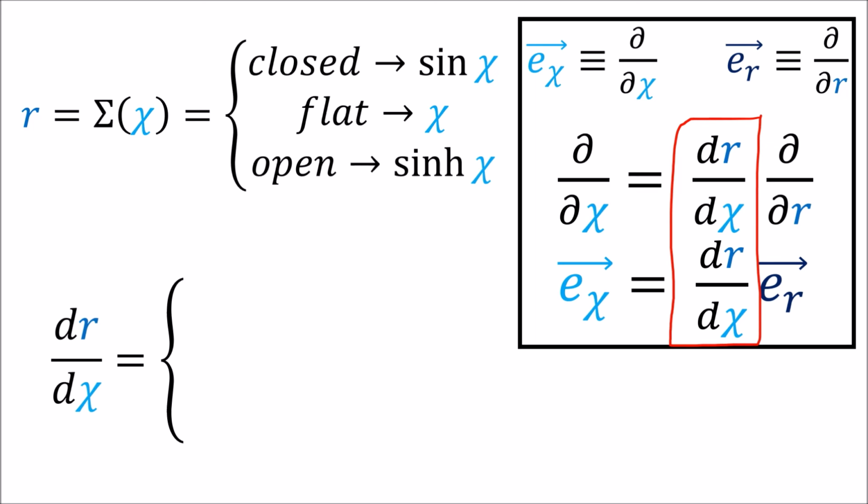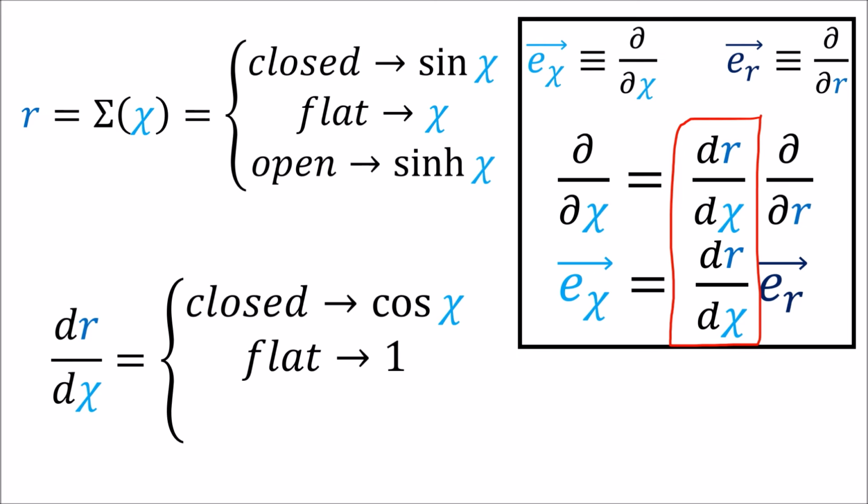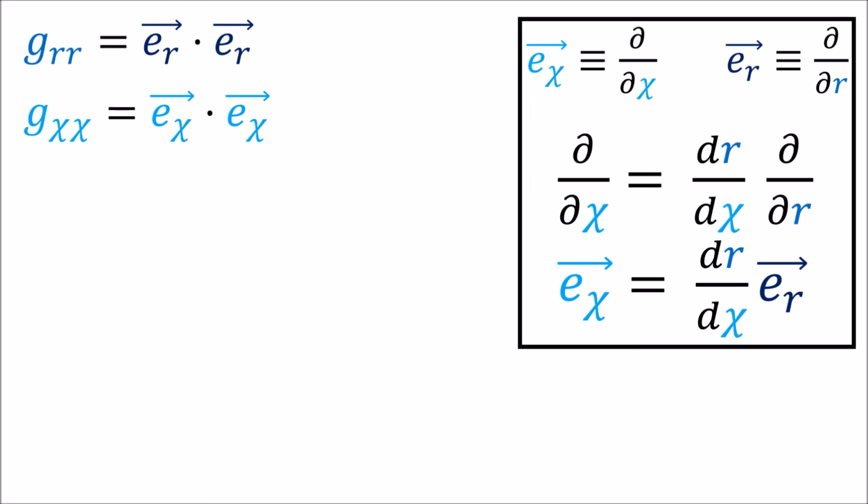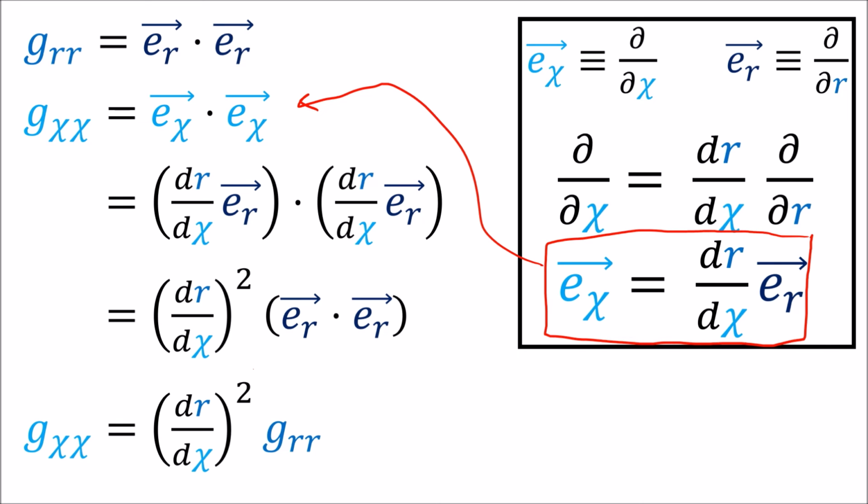If we look at this derivative for each of the three universes, we get cosine of chi for a closed universe, 1 for a flat universe, and hyperbolic cosine of chi for an open universe. In terms of the metric components, g_rr equals e_r dot e_r, and g_chi chi equals e_chi dot e_chi. So the conversion factor between them is the square of this derivative.